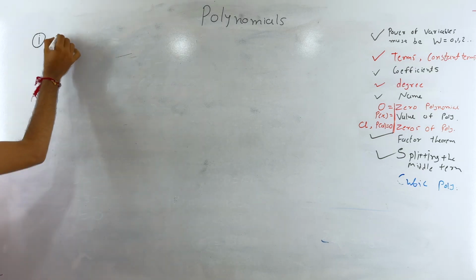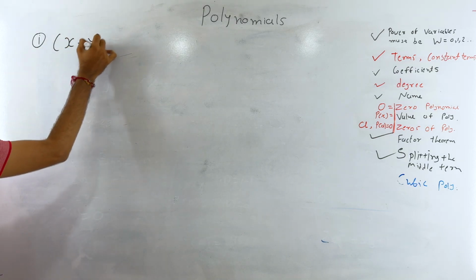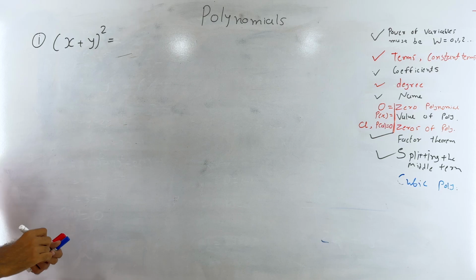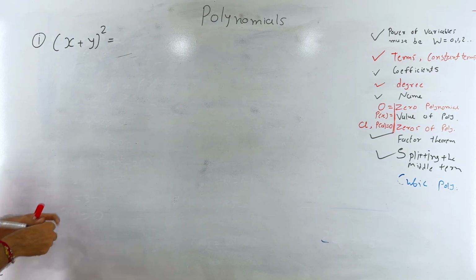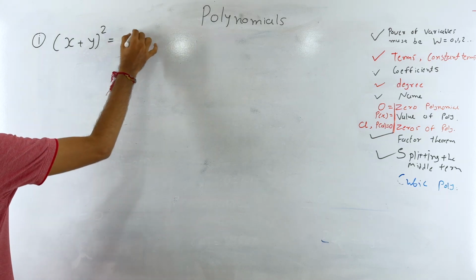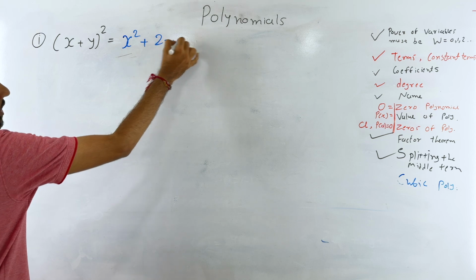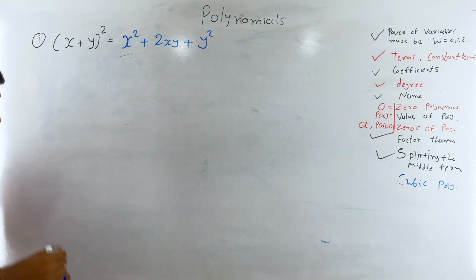First one is (x plus y) whole square. What will be your answer? (x plus y) whole square. Your answer will be x square plus 2xy plus y square, right?